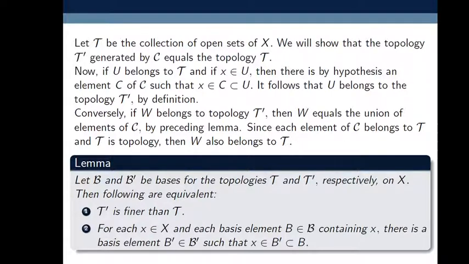When the topology tau is generated by script b, then any subset u of x is open in x, that is, u is an element of tau, if for every x belongs to u, there is a basis element b such that x belongs to b and b is contained in u.